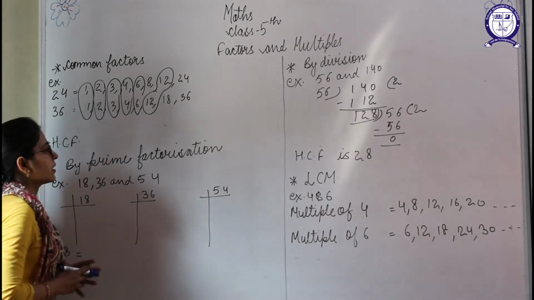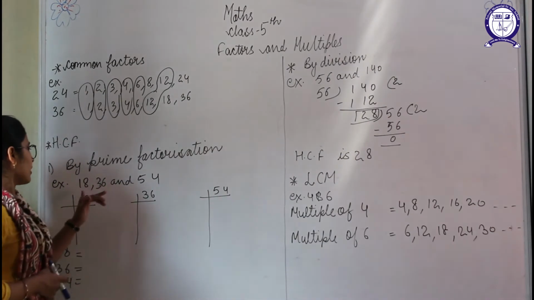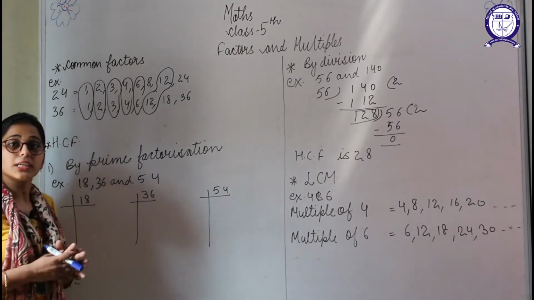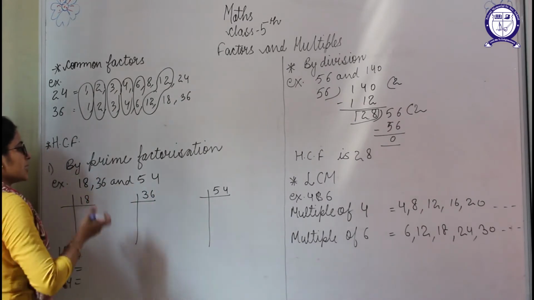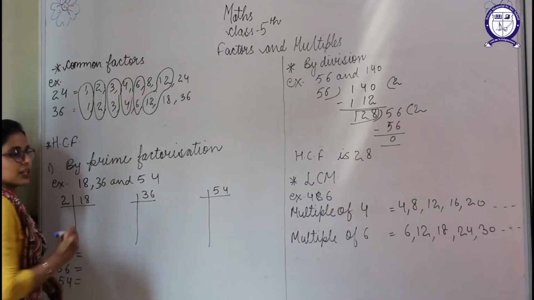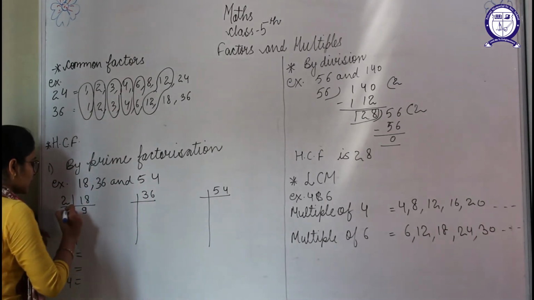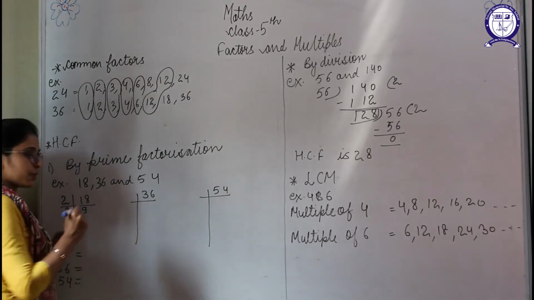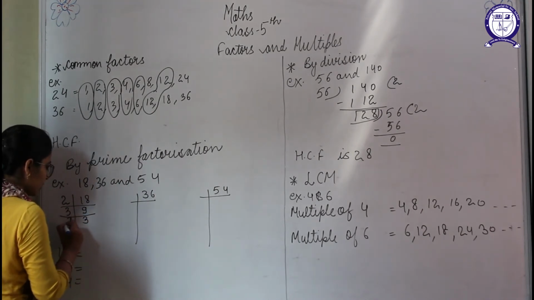Now, how to find the HCF by prime factorization? Suppose we have 18, 36 and 54. We need to find the HCF of all three. So just divide these numbers by the smallest prime number. First we will divide 18 by 2. It will give us 9. 9 is not divisible by 2, so we will divide it by 3. So 3 3s are 9.